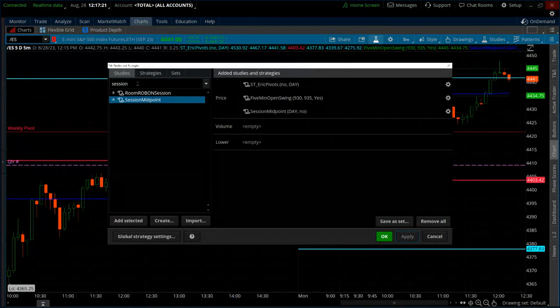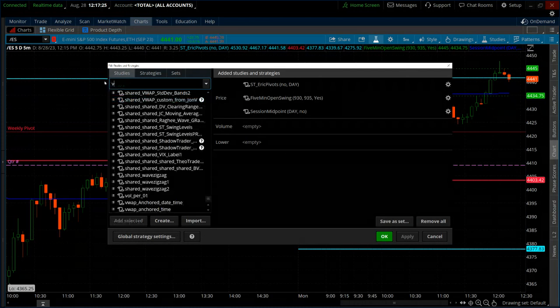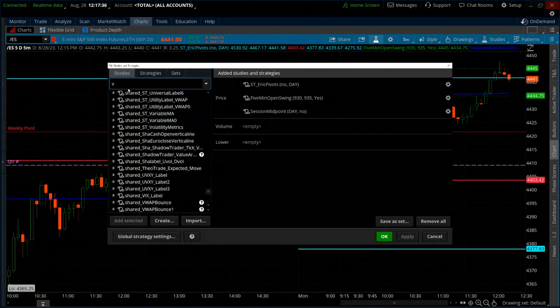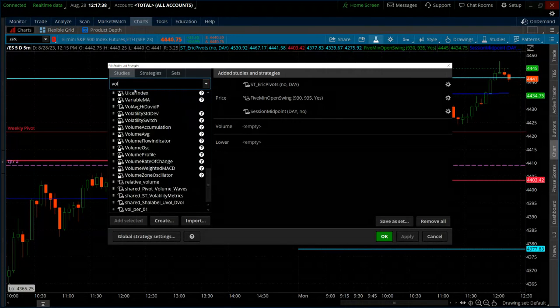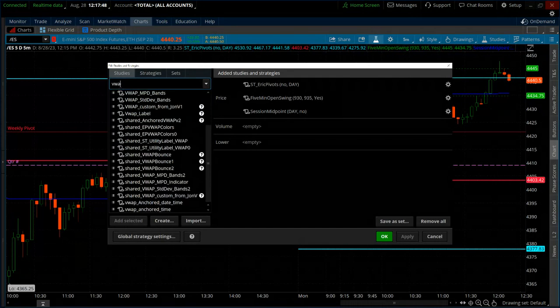And let's see, we had VWAP. I just want a basic VWAP. I've got several that I can anchor, and I do use those, but I don't want to use that for right now. I'm just going to keep it simple for right now.